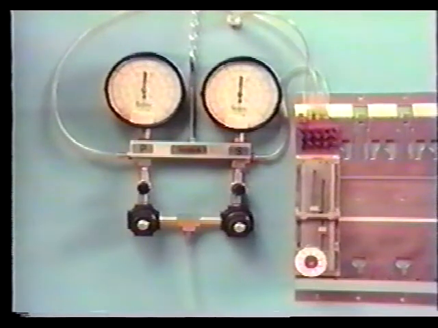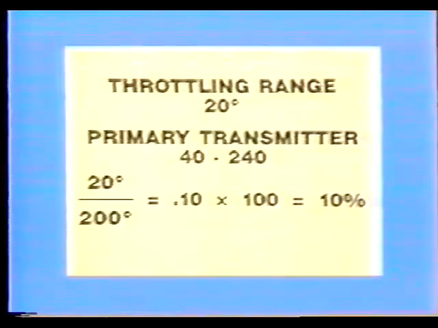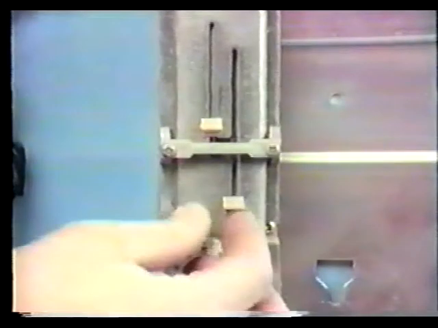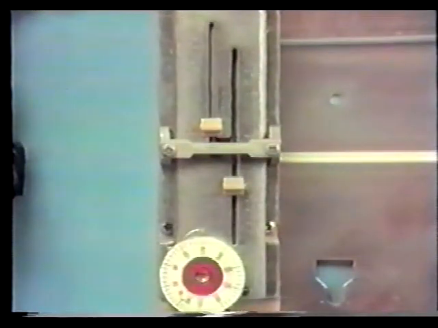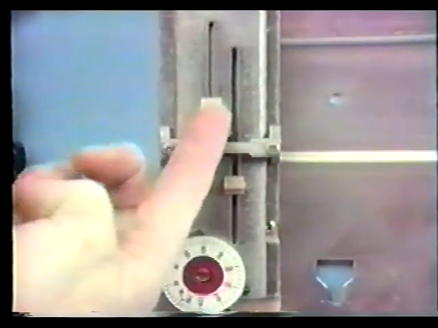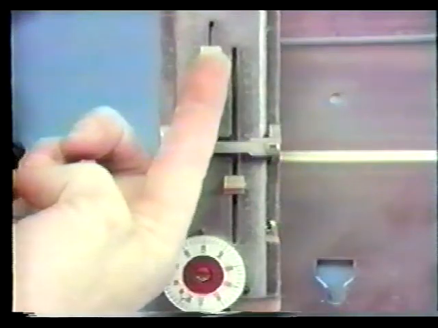Bench calibration of a dual input receiver controller utilizes the receiver controller calibration kit described earlier in this section. First, set the throttling range for 20 degrees. 20 degrees is 10% of the 200 degree primary transmitter range, so move the throttling range slide to the 10% mark. Next, set the authority slide to the 150% mark as calculated in the example.